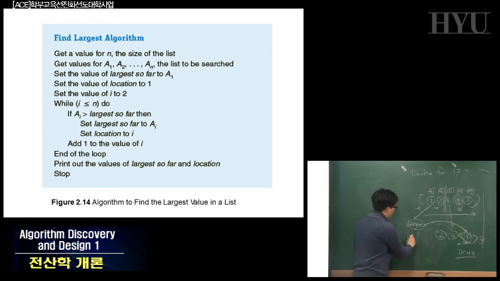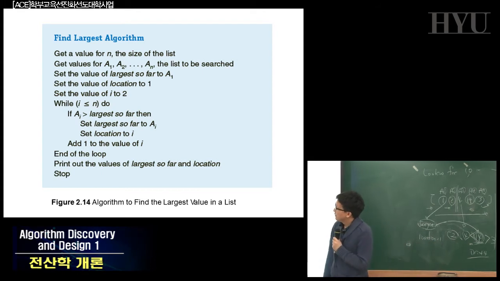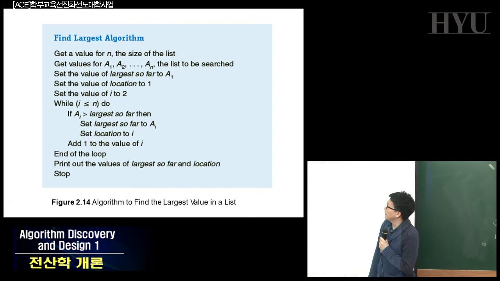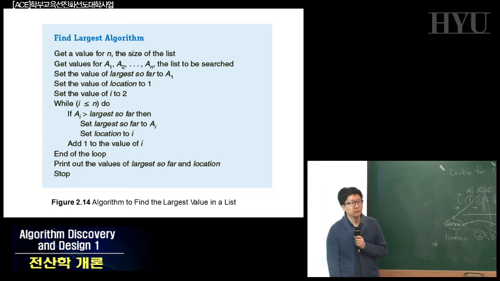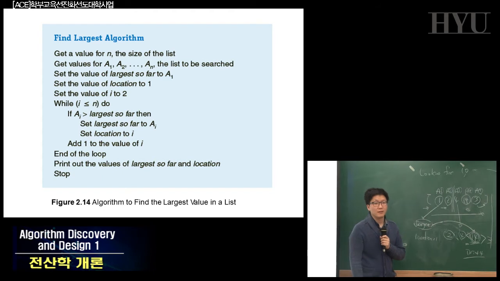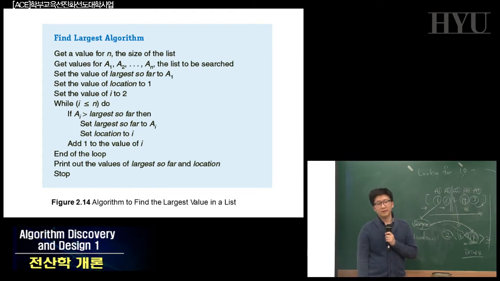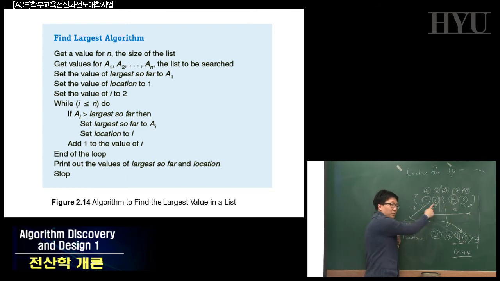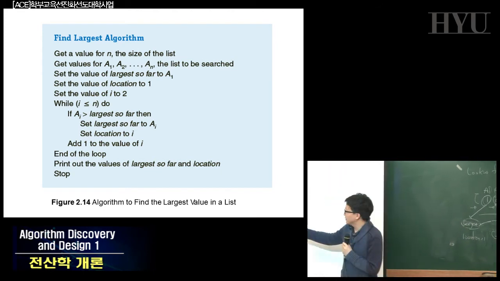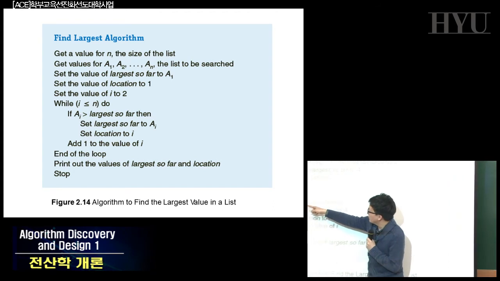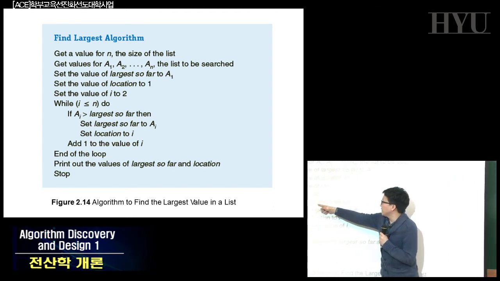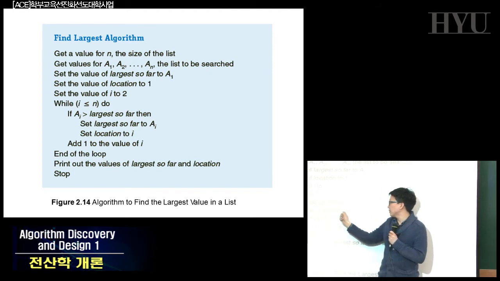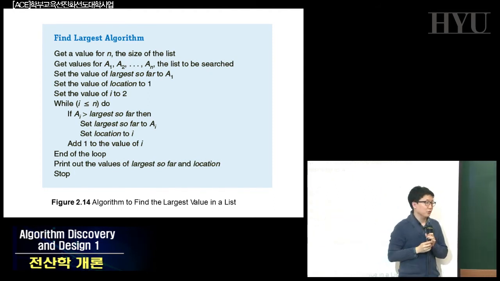Okay. Set the value of location is 1 because I'm starting from 1. So location 1. And then, the same way, set the value of i to 2. Why do they set the value of i equal 2? Because I know where this is, I need to start comparing to this. So second position, i equals 2. There could be other ways to do this, but while i is less than or equal to n, and then if ai is greater than largest so far, then set the largest so far to ai, the new value.